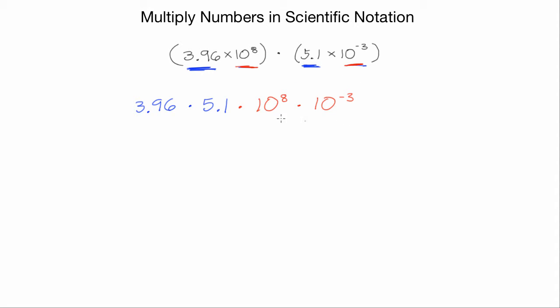This is another way to represent the same problem that we were given up here. But now hopefully you kind of see what's going on and you have an idea about how to go about doing this. So I'm going to use my calculator and multiply 3.96 times 5.1. That's going to give me 20.196.